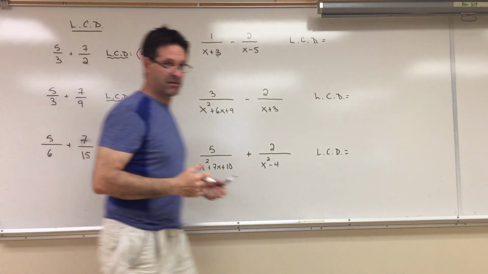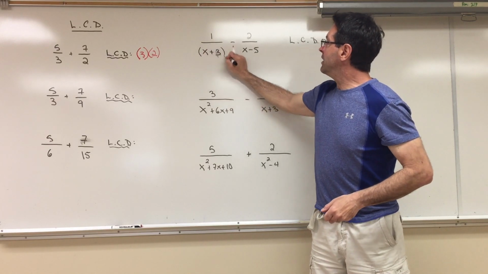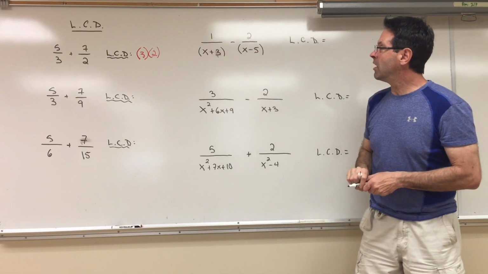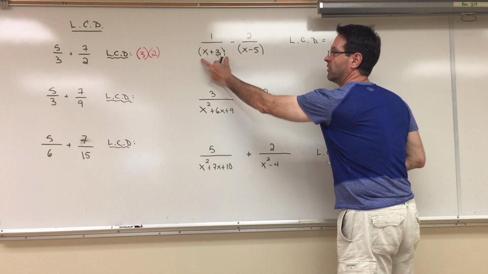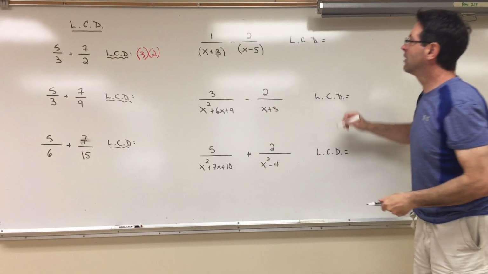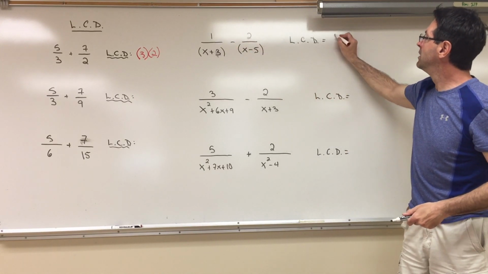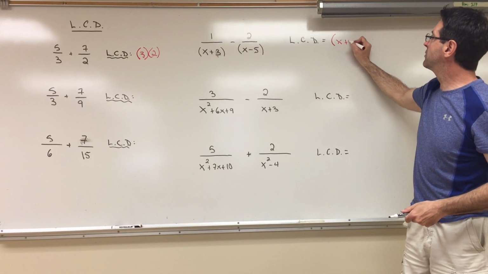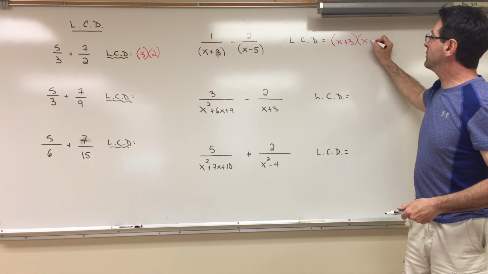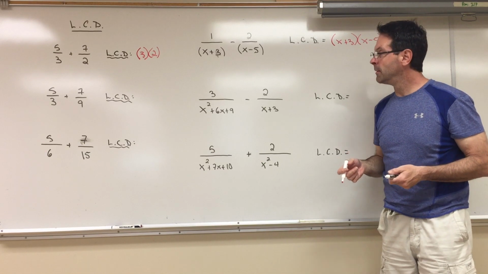Well, it's the same idea with rational expressions with binomials as denominators. The lowest common denominator is a combination of multiplying the two denominators together. The lowest common denominator between 1 over x plus 3 minus 2 over x minus 5 is, the LCD is x plus 3 times x minus 5. We just multiply the new denominators.